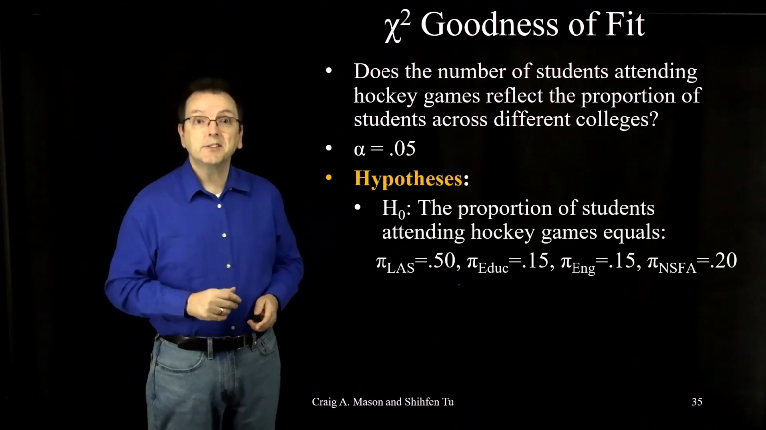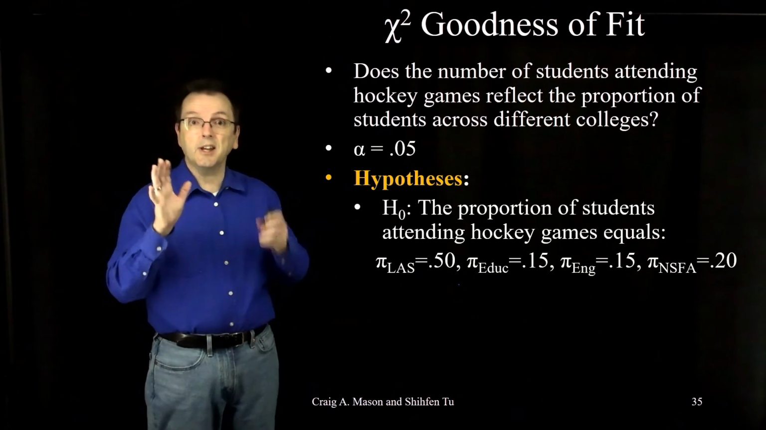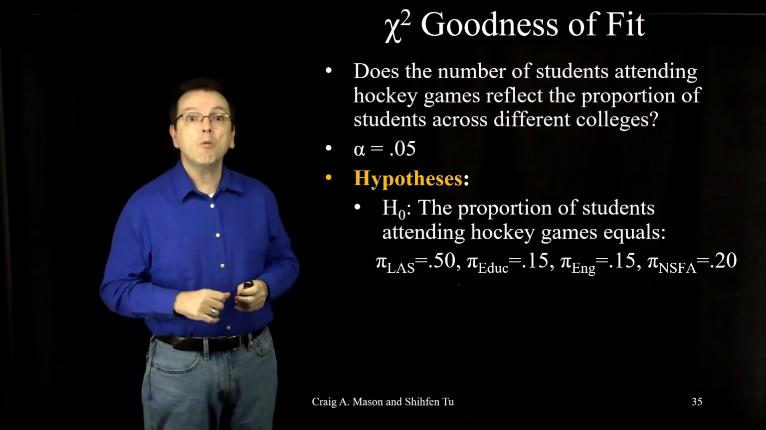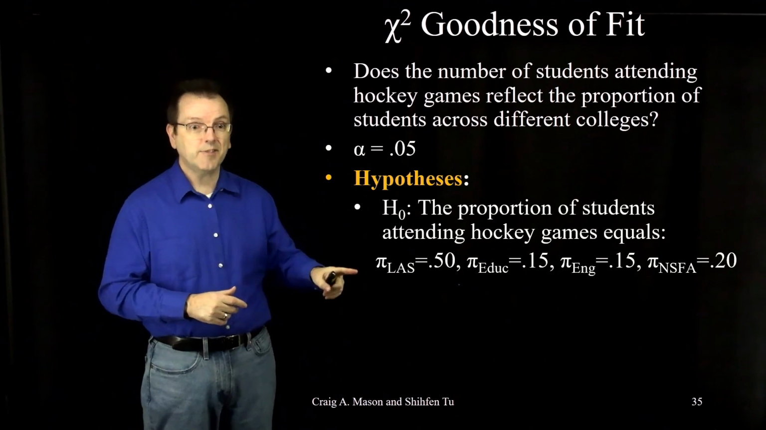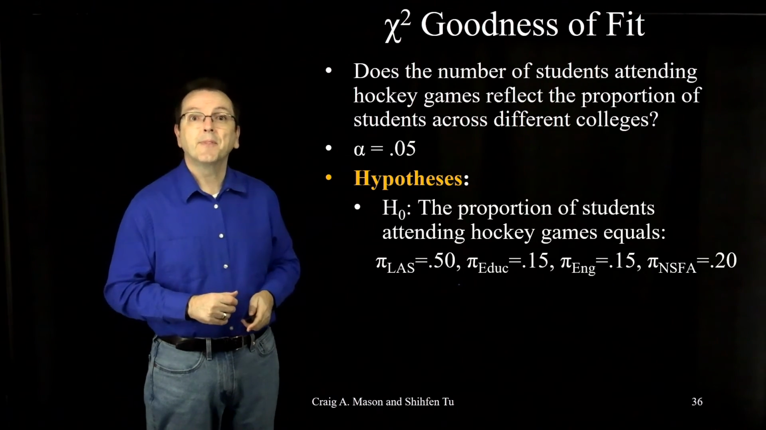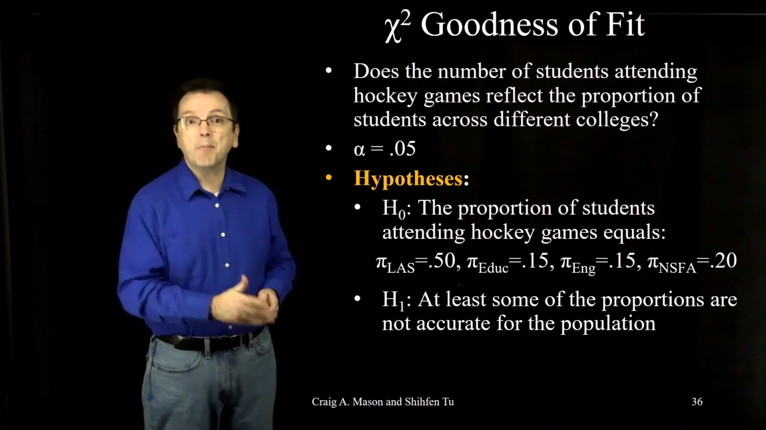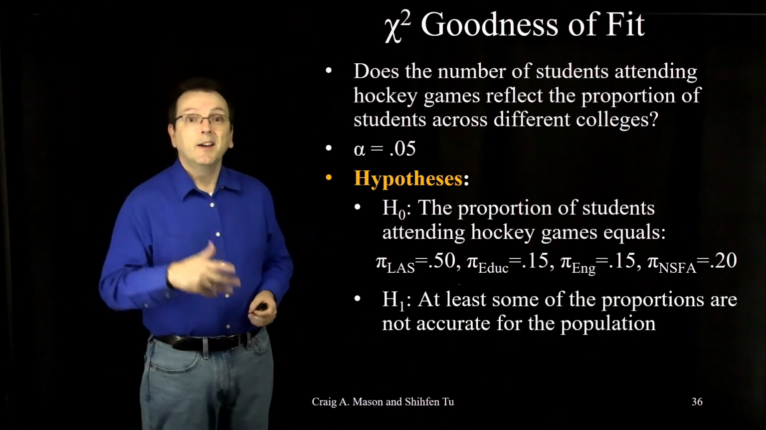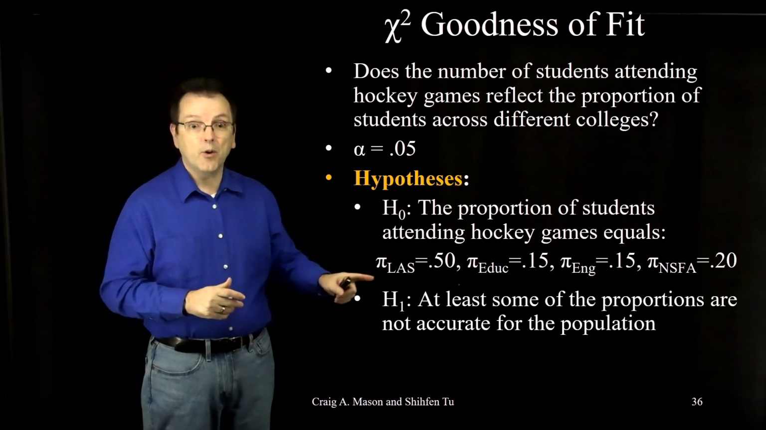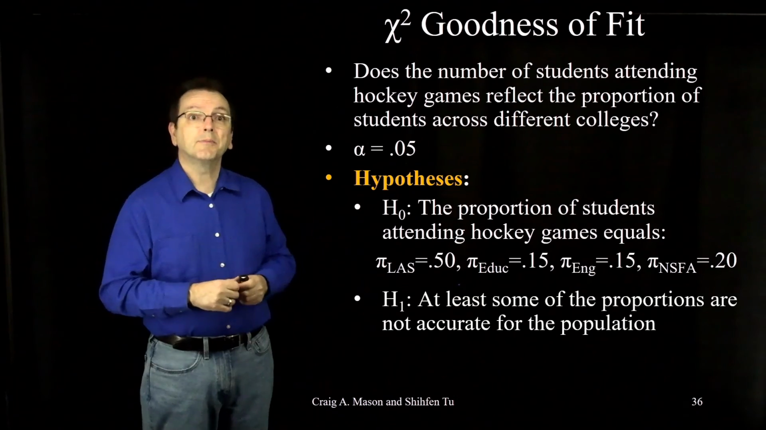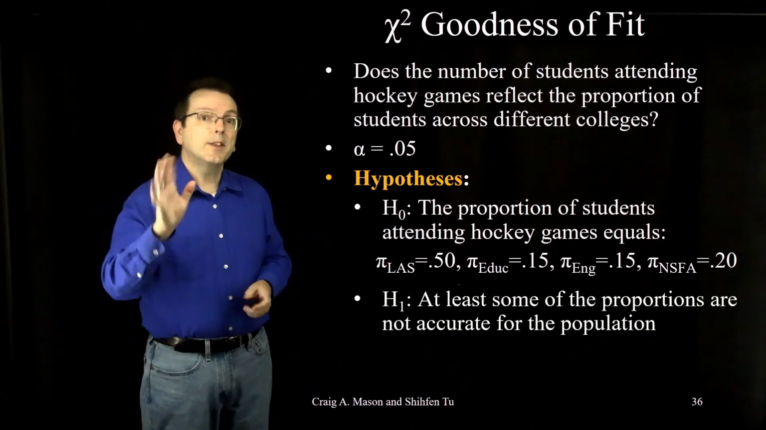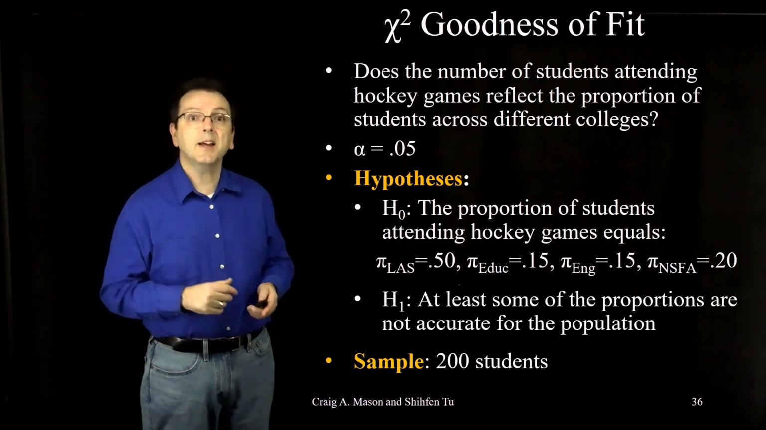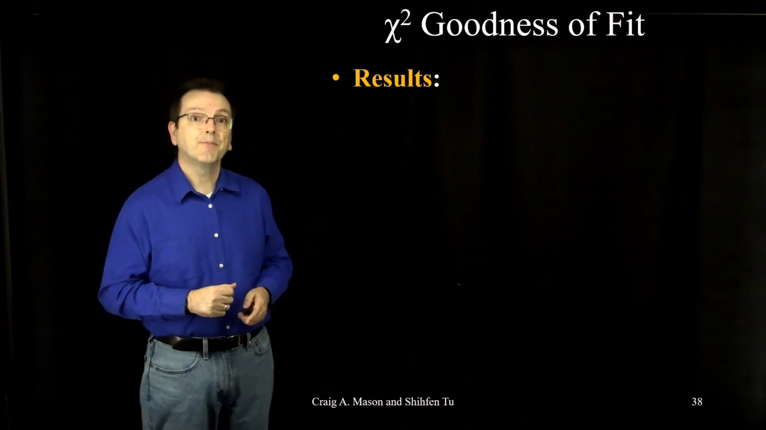Our null hypothesis was that the proportion of students in the population attending hockey games was equal to the overall enrollment numbers I've kind of listed here, right? And our alternative hypothesis was that the proportion of students attending hockey games was not equal to that overall enrollment numbers, right? For this study, our sample consisted of 200 students attending a hockey game at the university.